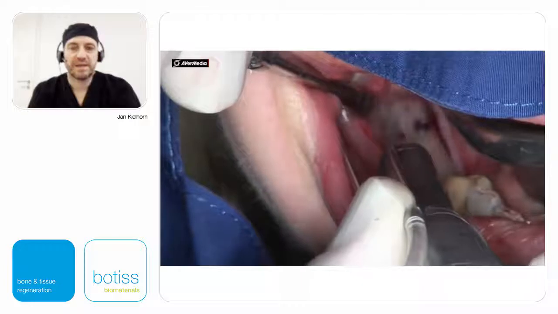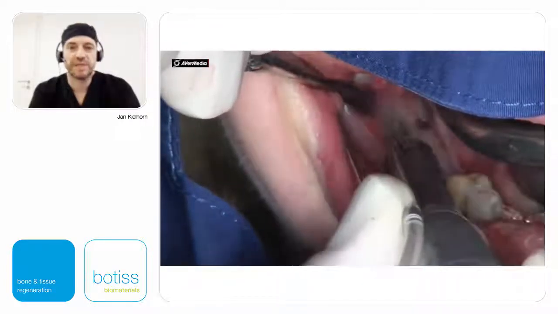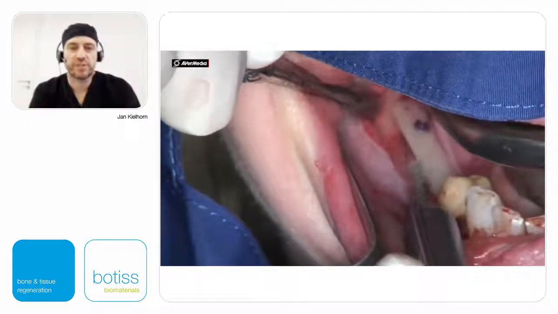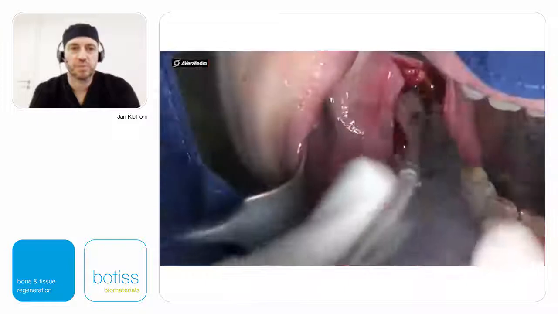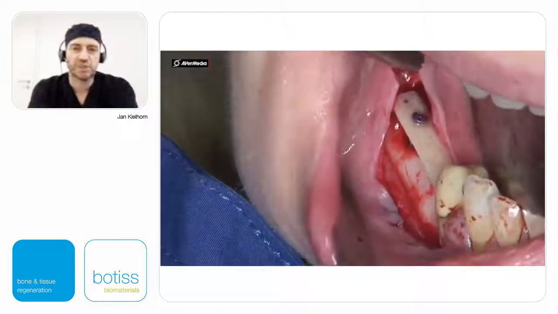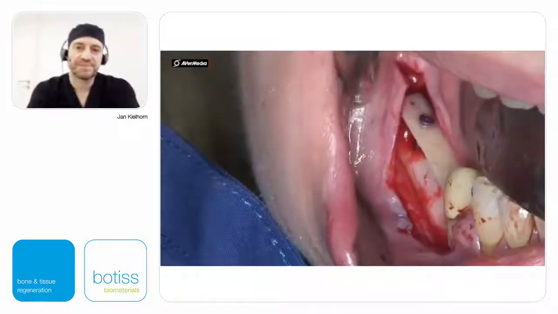And then we will place a membrane on the lingual side. First we round the edges using the diamond burr. Really do that carefully so that they have no sharp edges, because we all know also from other augmentation procedures that soft tissue does not like sharp edges. So we round that.